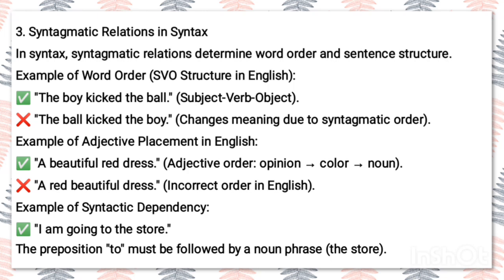Next one, examples of adjective placement in English. Correct order is a beautiful red dress. The adjective order in English typically follows the pattern opinion, color, noun. Reversing the adjectives would lead to an ungrammatical structure: a red beautiful dress. This is an incorrect example.